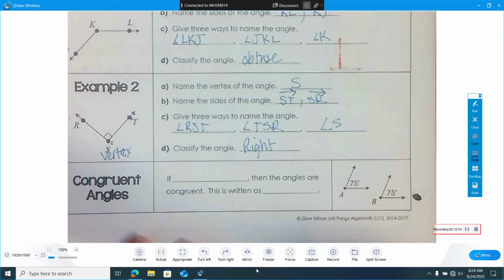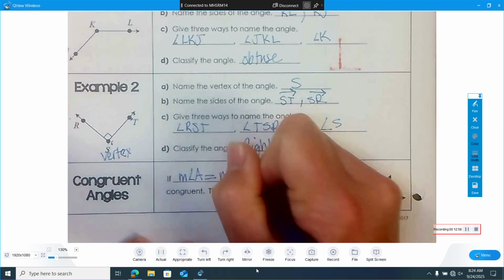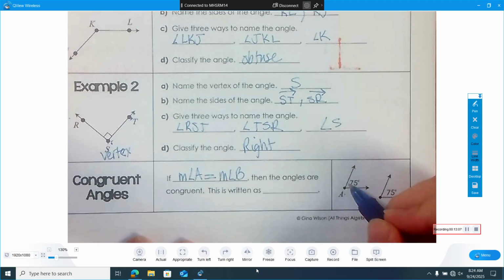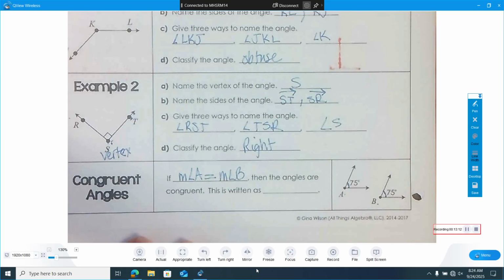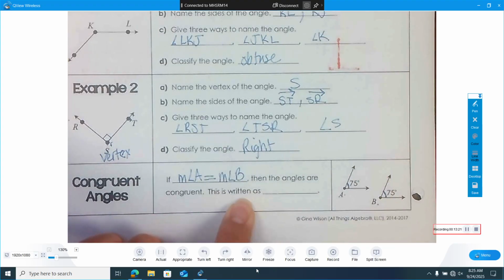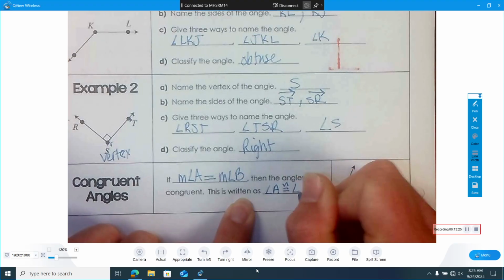Congruent angles. If the measure of angle A is equal to the measure of angle B. If their measures are equal, so we can see here, we have angle A and angle B, and both of them have a measurement of 75 degrees written inside, in the interior space of the angle. Those measures are equal, then those angles are called congruent. So we can say angle A is congruent to angle B.